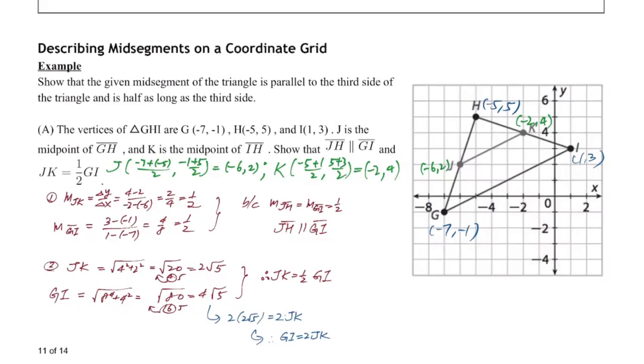Now, for JK, one of the things I'm going to allow you to do is this: draw a right triangle over here. You could tell that the distance between negative 6 and negative 2 is 4, and the distance vertically between 2 and 4 is 2. Then we do the same thing over here. The distance here is 8, and that is 4, because 1 minus negative 7 is 8, and 3 minus negative 1 is 4.